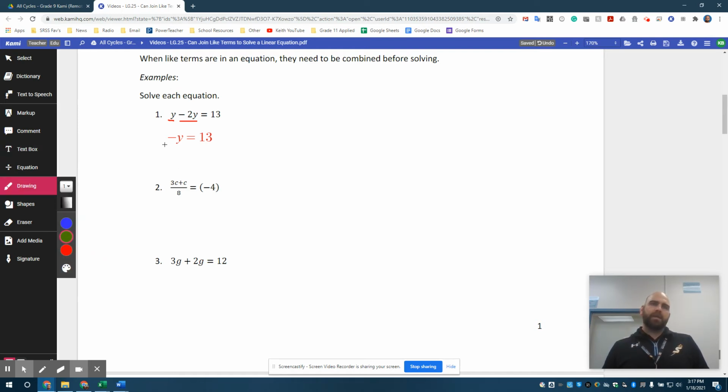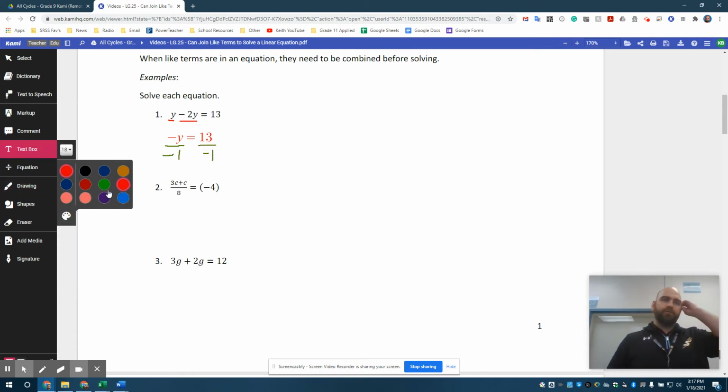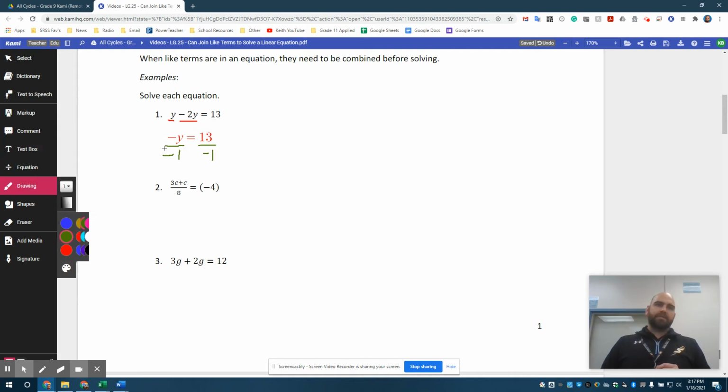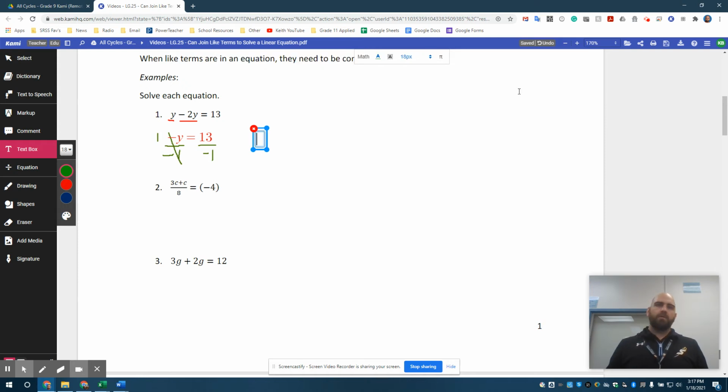And so what we're going to do is, to get rid of a negative, we divide by negative 1. Okay, so we divide by negative 1 to remove the negative sign. Now, remember that there's actually a negative 1 in front of y, so this negative here and that negative cancel out, and we're just left with positive 1y. And on this side here, we're going to do 13 divided by negative 1. So when we divide there, we're going to get y all by itself on that side.